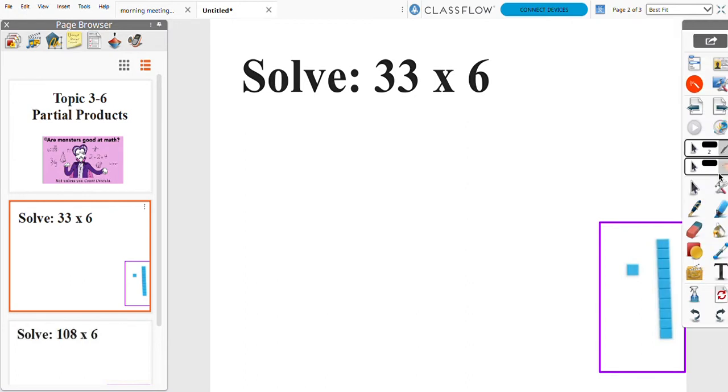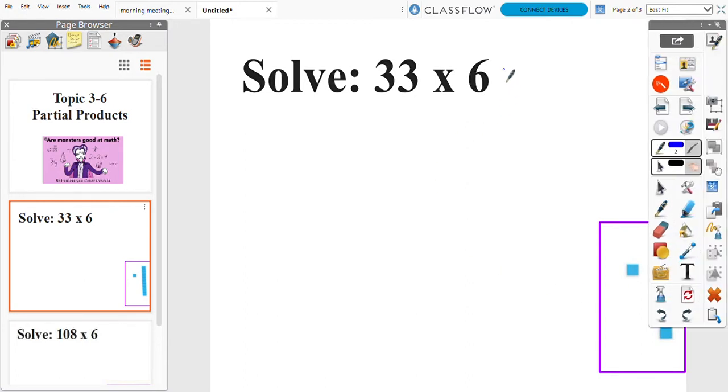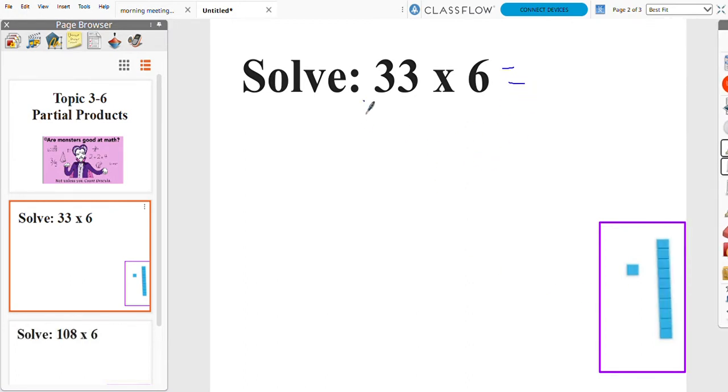So a quick review, 33 times 6. Remember, our answer is going to be called the product, and these two numbers are called the factors. First thing you need to do always is rewrite these horizontal problems vertical, up and down. And I know you could probably do some of this in your head, but I want to go through the steps, and I want you to start getting in the habit of showing your work.